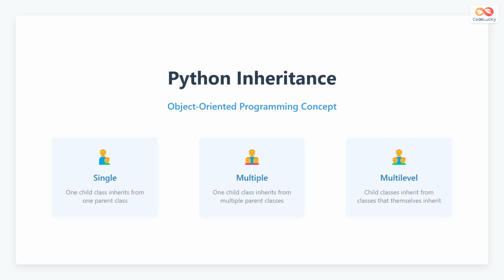Welcome to this presentation on Python inheritance, a key concept in object-oriented programming. In this module, we'll cover single inheritance, where one child class inherits from one parent class. We'll also explore multiple inheritance, where one child class inherits from multiple parent classes. Lastly, we'll discuss multilevel inheritance, where child classes inherit from classes that themselves inherit from other classes. Let's dive in.